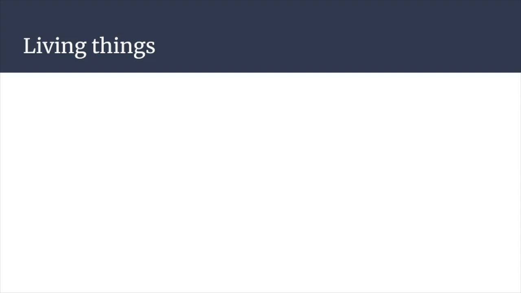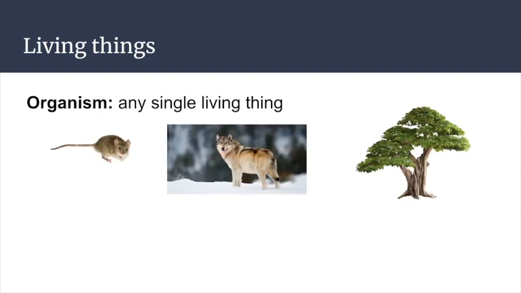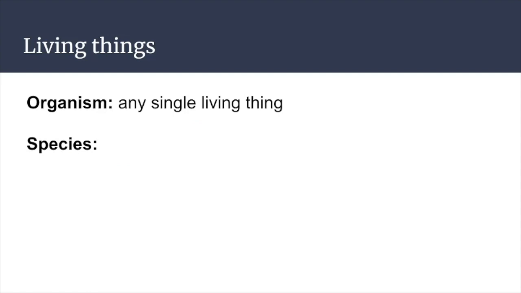Now let's get down to how we organize living things. So this is essentially how do we organize the biosphere? So the smallest level is an organism. An organism is just any single living thing. So you are an organism, your dog is an organism, your cat is an organism, one bacteria is an organism, one tree is an organism. Now, this one isn't really a level of organization. It's just a way of classifying different organisms.